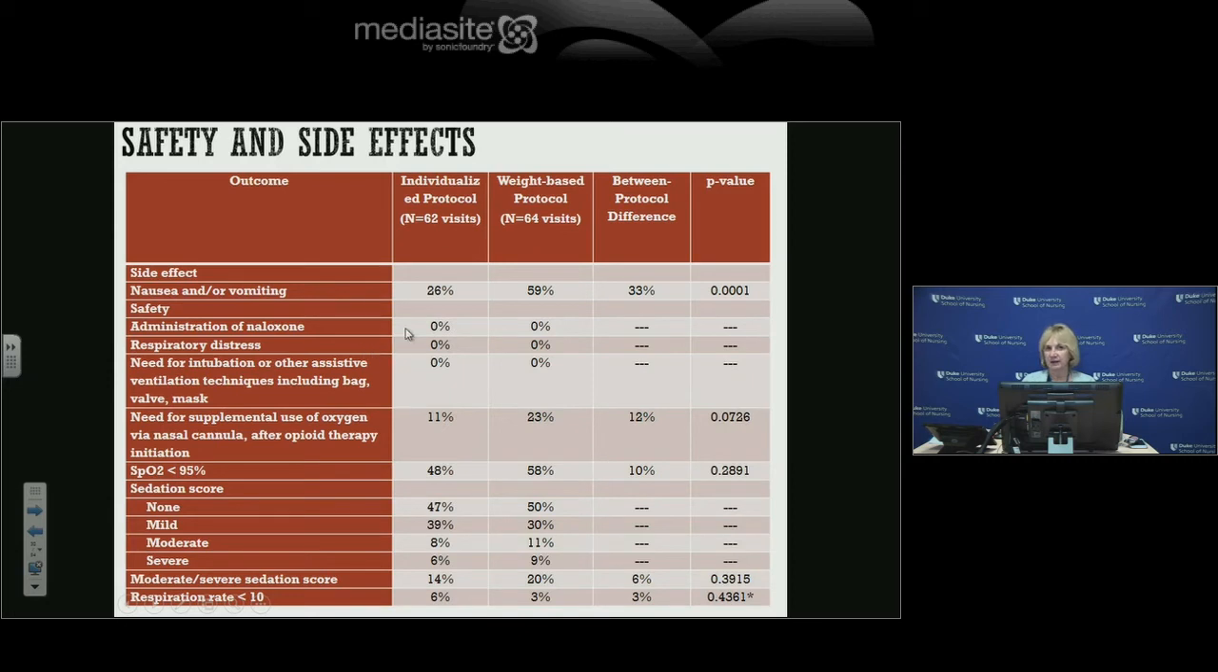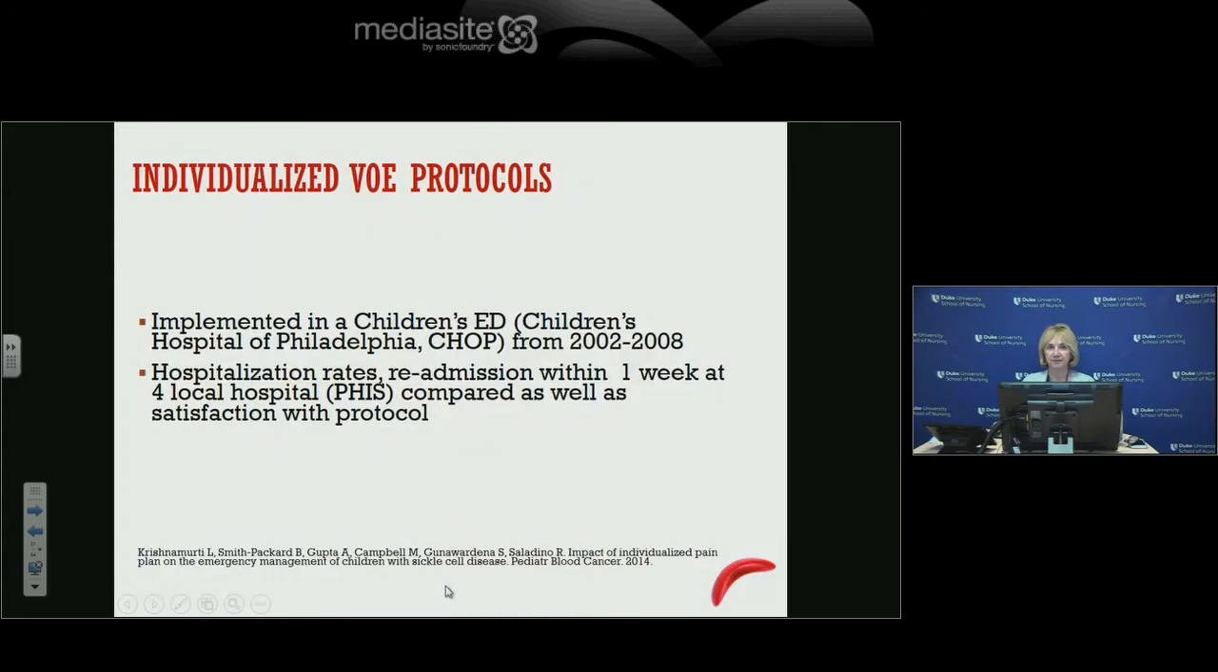No patient needed naloxone, no patient needed intubation. There certainly was oxygen that was administered, but oxygen was all that was needed, and there was no difference between protocols as well. Because these were higher doses, especially in the individualized dose, but there really were no negative side effects. And I think that this is really important data as well, that we were able to administer opioid protocols, some were very high doses, really without any kind of negative side effects.